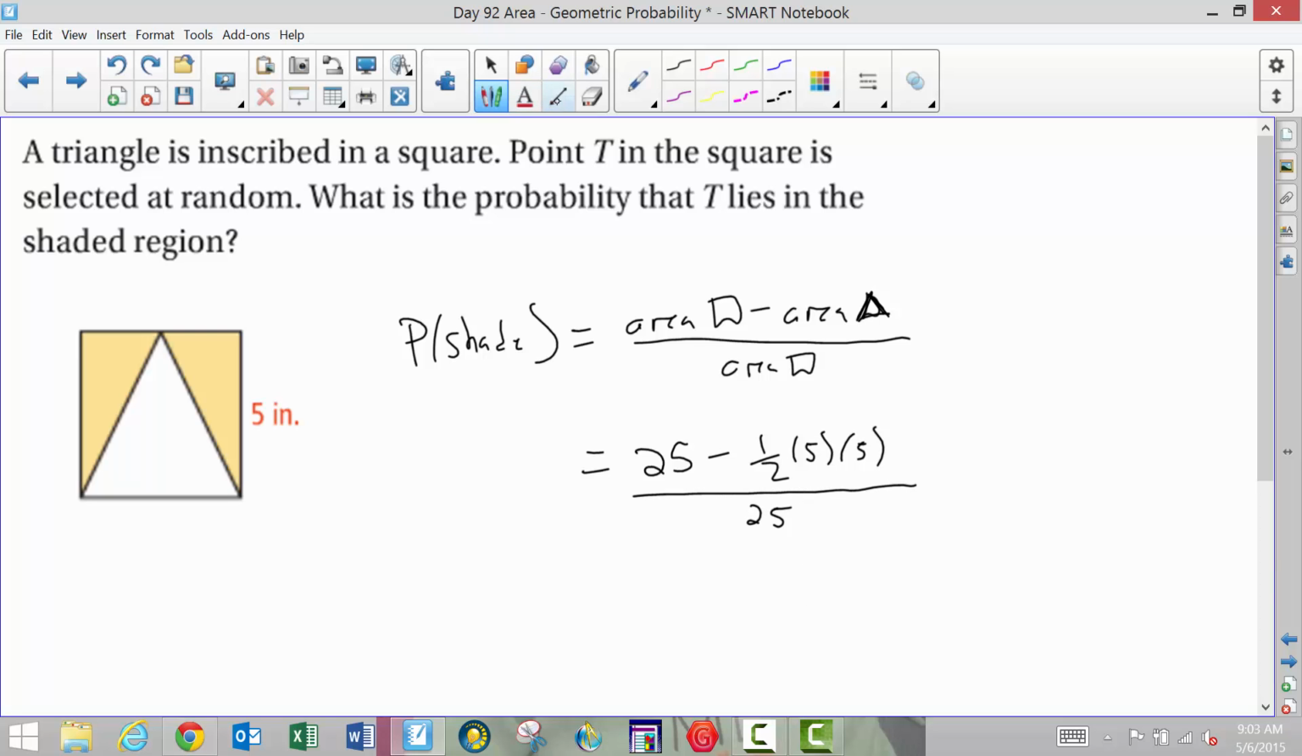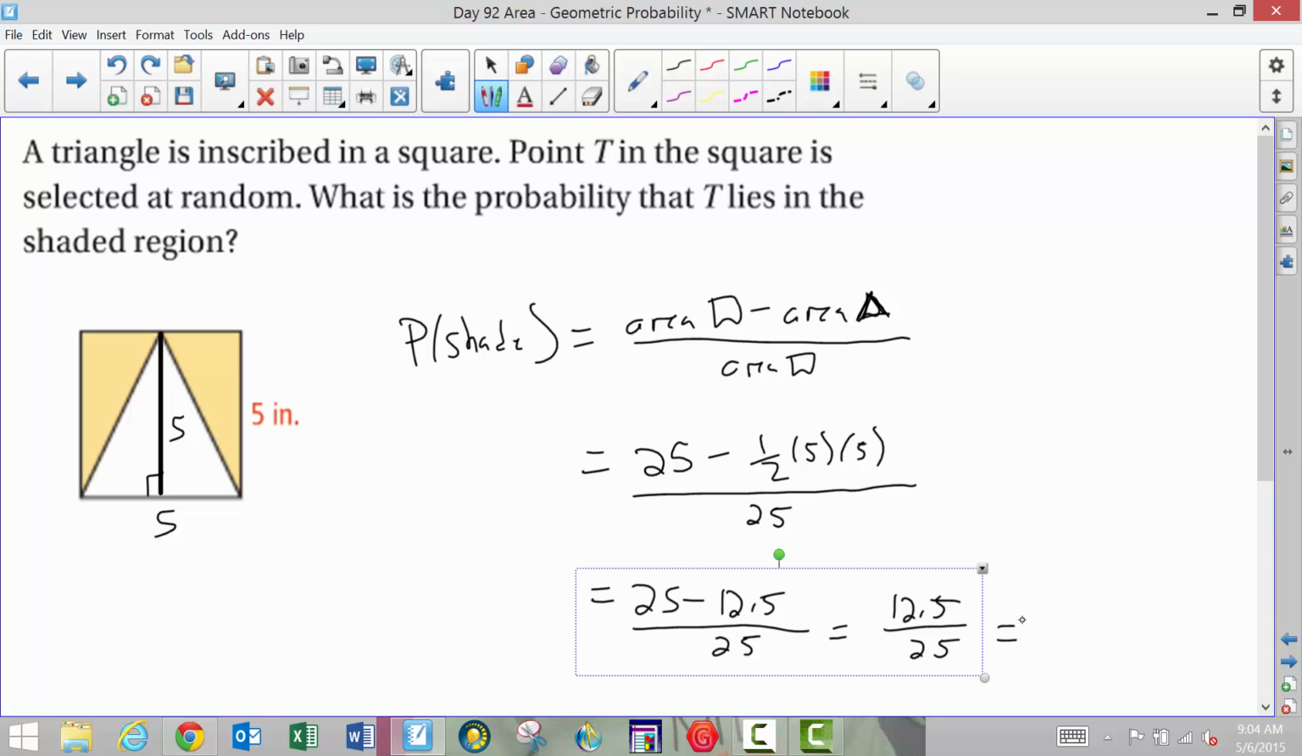Okay, how do I know the height of the triangle is 5? Again, if I draw on my height, the height of a triangle is perpendicular to its base, so I know that this is going to be 90 degrees. So if this is 5, the height's 5, this is 5, so base and height of the triangle are 5, 5. So 25 minus 5 times 5 over 2, 12.5, over 25, which is going to equal a half, which equals 50%. So your chance of landing in the shaded region is 50%.